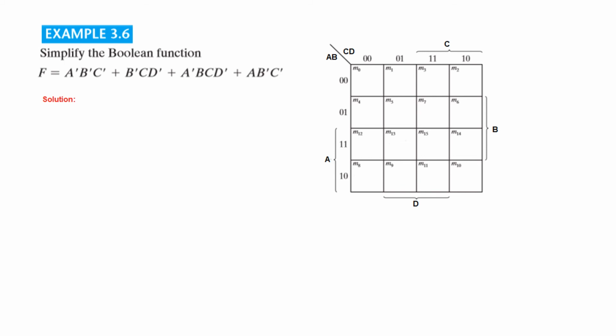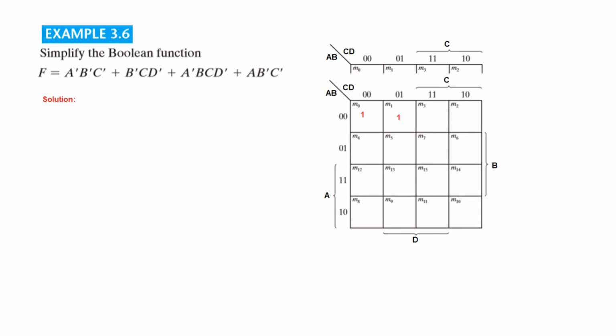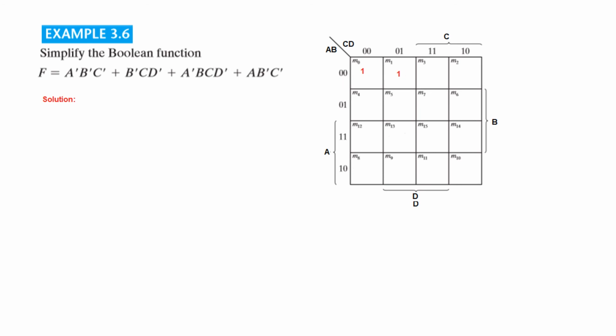Now A dash, B dash, C dash. If you look, this is A dash, B dash, both 0. This row is A dash, B dash whole. But we have to take care of C dash. Now where is C dash? This is C dash here and also here. That means A dash, B dash, C dash will encompass these two boxes. So we put two ones here.